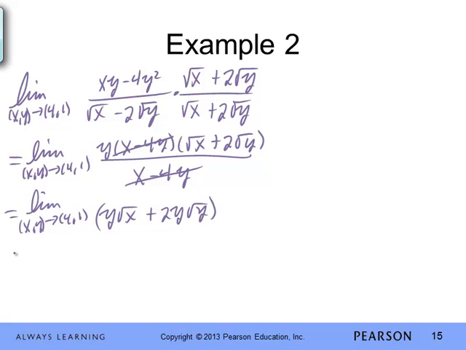And now we can go ahead and plug in 4 for x and 1 for y. So you have 1 times square root of 4 plus 2 times 1 times the square root of 1. And that's 4.